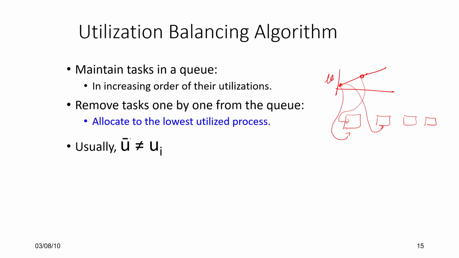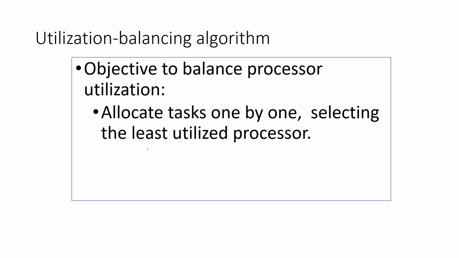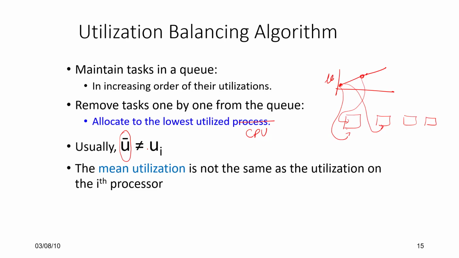So that's the idea. But the question is, will the mean utilization across all the CPUs be equal to the utilization of CPU i? Not necessarily. So this can lead to a degree of imbalance. But the main idea or the philosophy behind this algorithm is to distribute the tasks with their utilization being the weight, such that all the CPUs roughly have the same utilization, but of course, they will never be exactly the same.